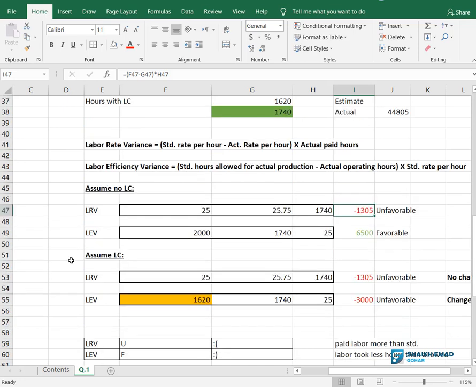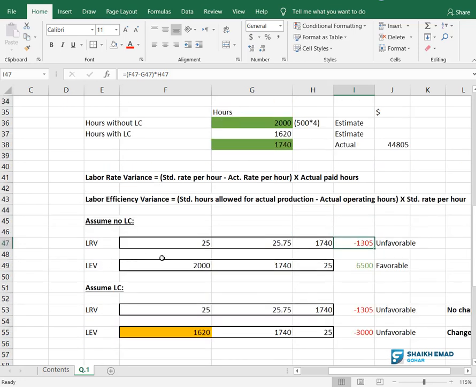Now we will study labor efficiency variance. In labor efficiency variance, what is the formula? First of all, you need to know how much is allowed to them. We know already how much is allowed. Remember? If we ignore learning curve, 2000 is allowed. If we consider learning curve, 1620 is allowed. I hope you remember this. Again, if we ignore learning curve, how much is allowed? 2000. If we consider learning curve, 1620 is allowed.